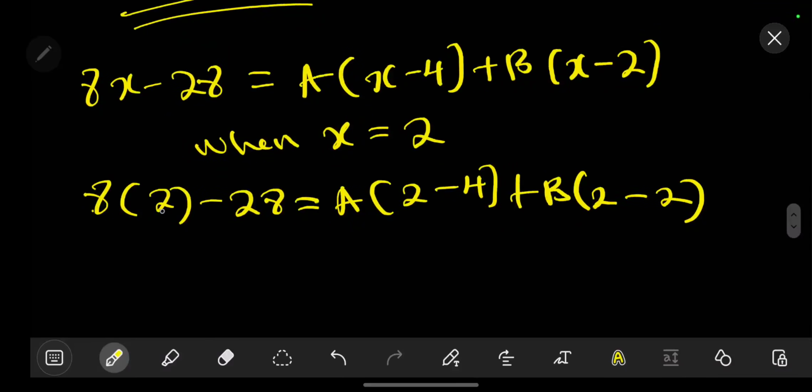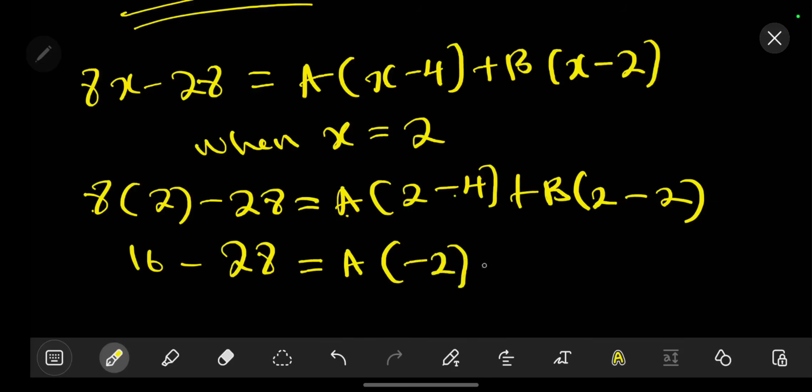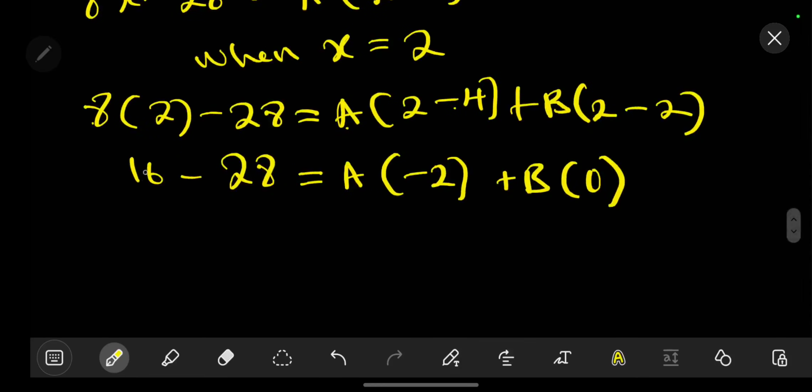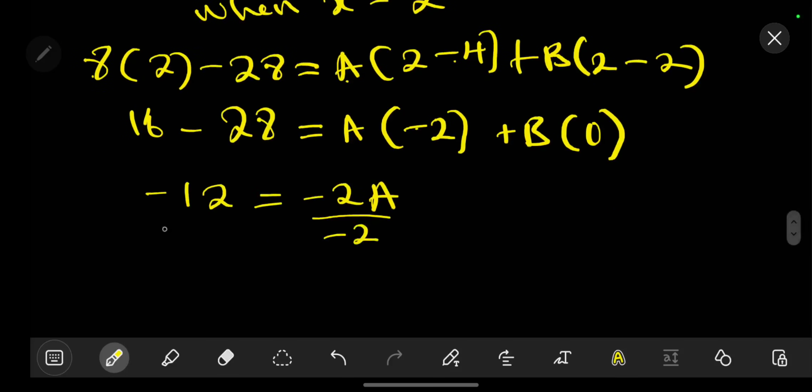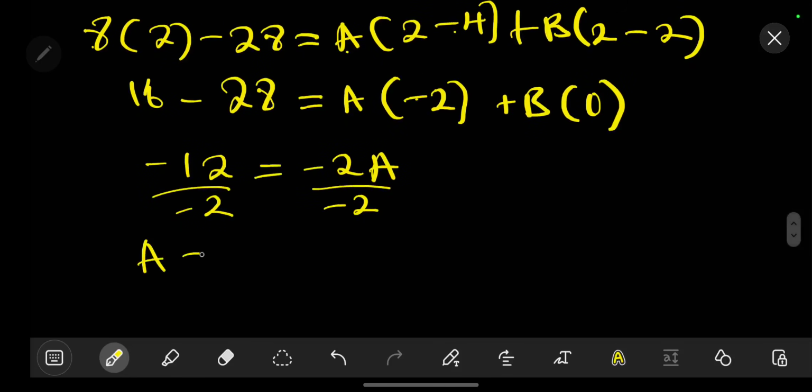So we have 8 times 2, that gives us 16, minus 28 should be equal to a times 2 minus 4, which gives us negative 2, plus b times 2 minus 2, which is 0. So 16 minus 28 gives us negative 12, should be equal to negative 2a. 0 times b is 0, so we forget about that part. Then we divide by negative 2 on both sides, and our a value is equal to positive 6, like that.